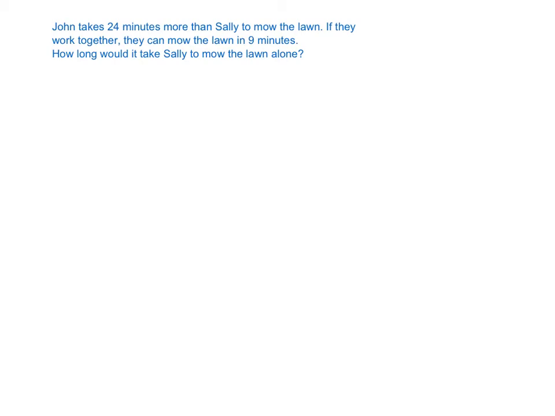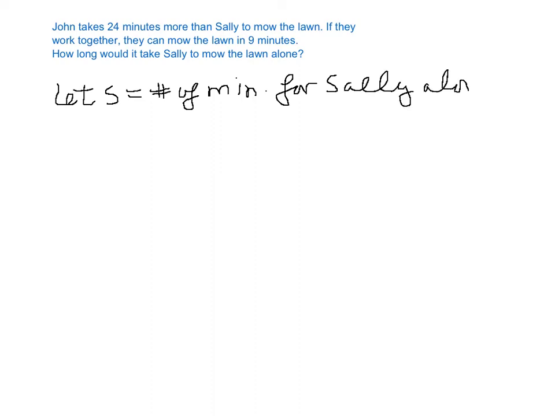Okay, so this one reads a little bit differently, and you want to think about how to set this up. So the question is, how long would it take Sally to mow the lawn alone? So let's just begin with our variable. Let's let S equal number of minutes for Sally alone. Well, John takes 24 minutes more than Sally. So what that means is S plus 24 equals number of minutes for John alone.